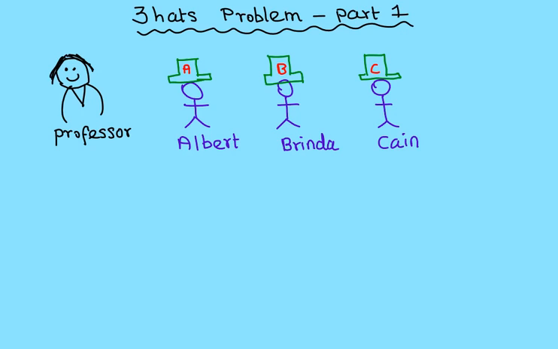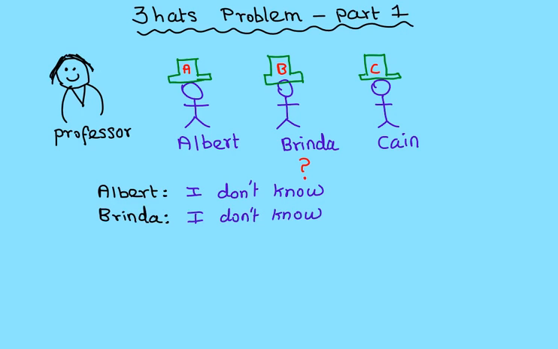In the first round, he asks Albert, do you know your number? Albert replies, I don't know. Then he asks Brinda. She too replies, I don't know. Then he asks Cain. He too replies, I don't know. Then the professor goes for another round.